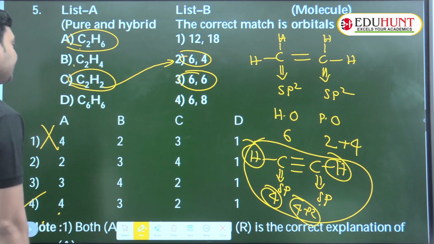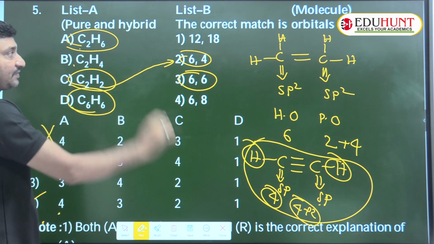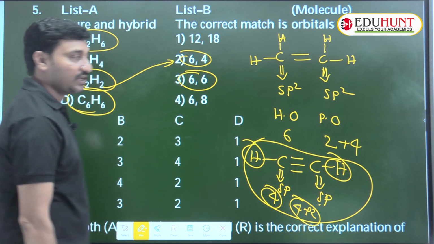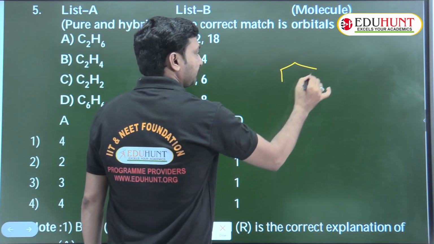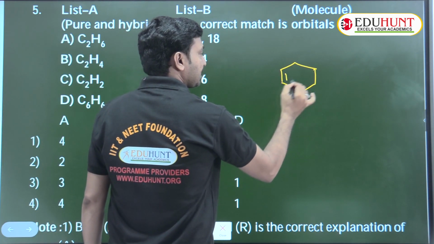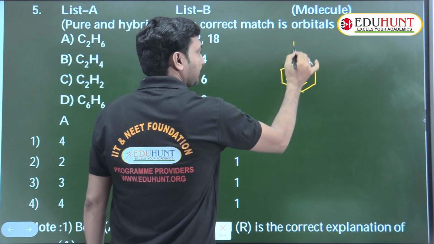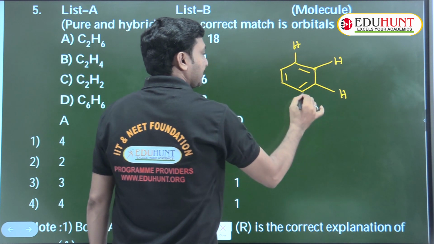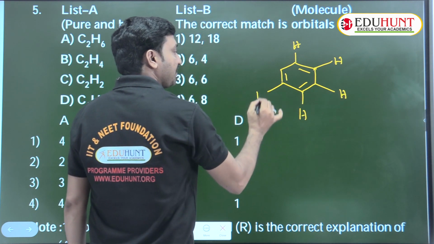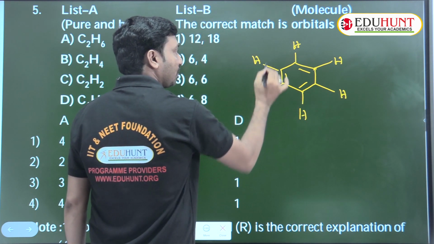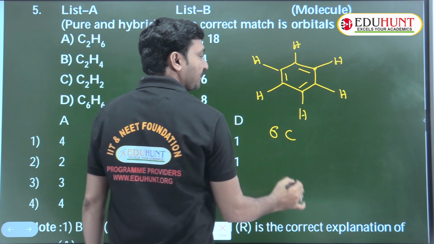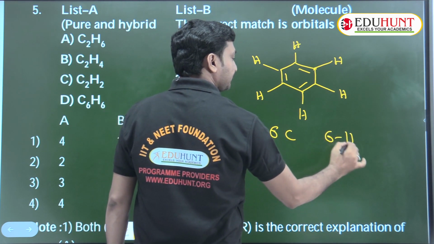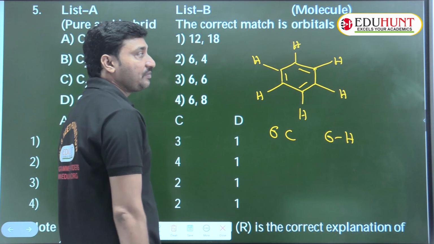And finally D, benzene. C6H6. The structure of benzene, you know, right? C6H6. Each carbon is sp2 hybridized, total 6 carbons, 6 hydrogens. Each carbon is sp2 hybridized, right?